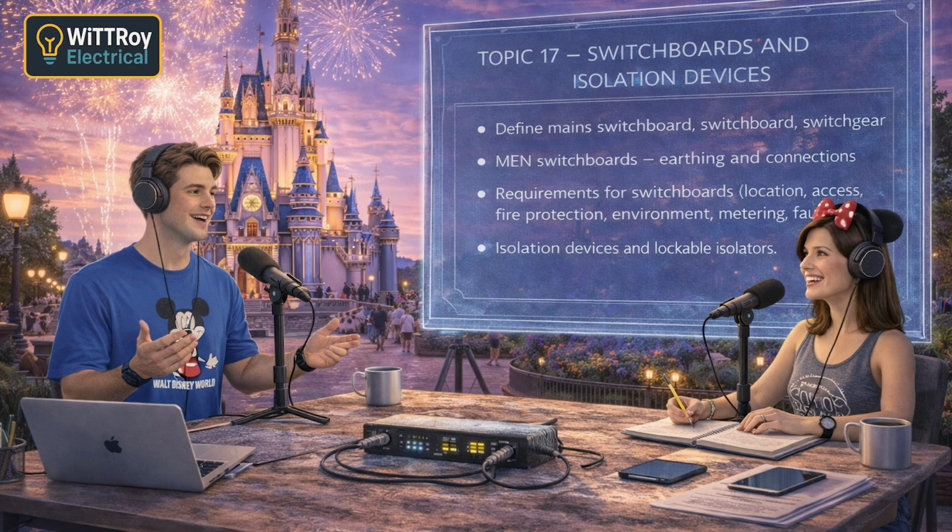Good. Now let's look at different types of switchboards. First, MEN switchboards. That's to do with earthing, right? Yes, MEN switchboards include the main earthing connection for the installation. That's the MEN link? Correct. The MEN link connects the neutral bar to the earth bar. And that only goes in one place? Exactly. It must be installed at the MEN switchboard unless special conditions apply.